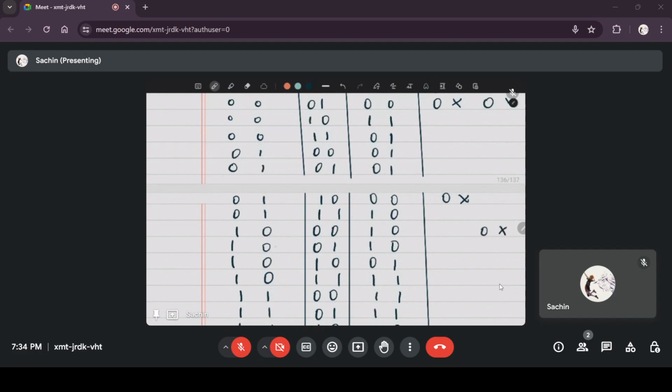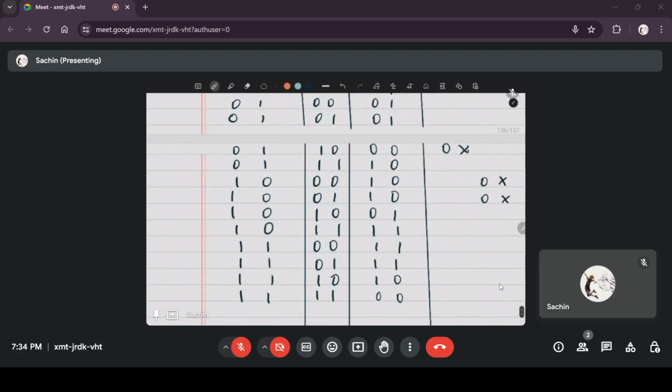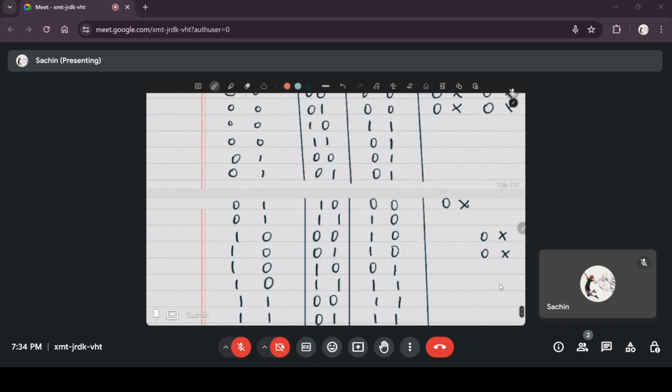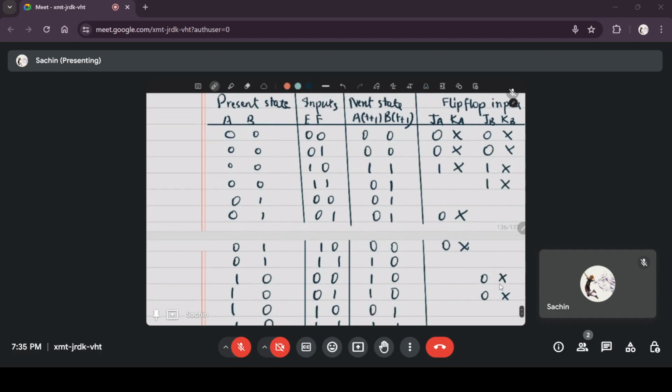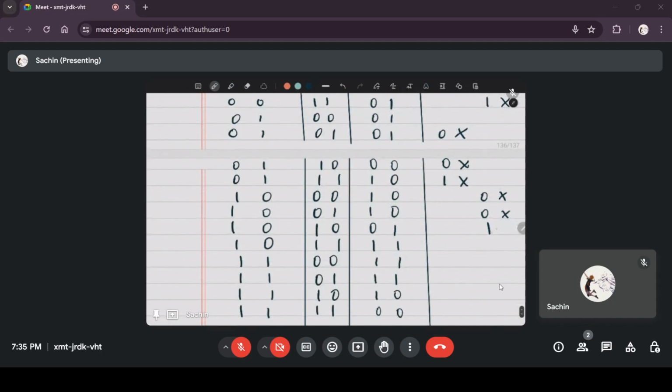Whenever 0 goes to 0, there will be 0x. If it's going from 0 to 1, you should give 1x.